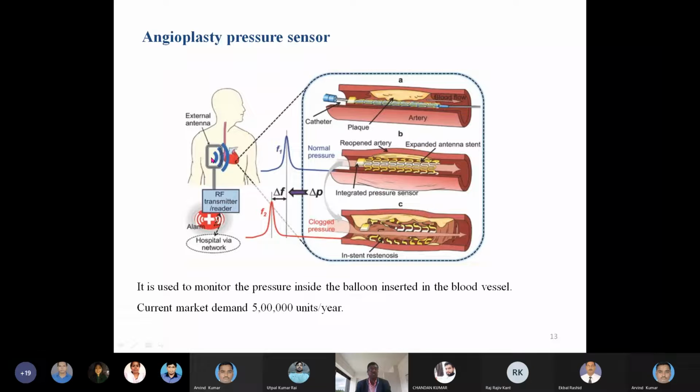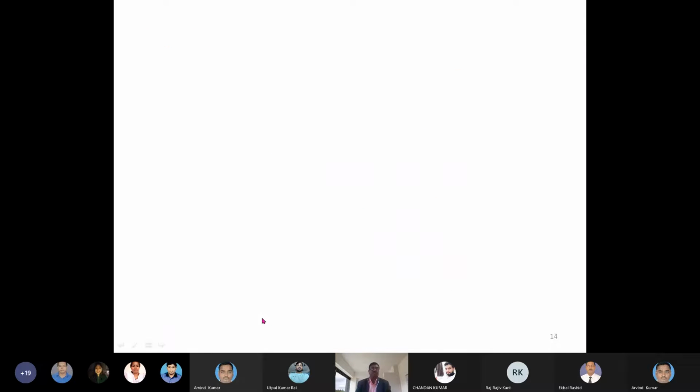So there will be an external antenna system, and this information will be communicated directly from the human side to the hospital via the network. This is very popular in foreign countries. The pressure sensor monitors the blood pressure inside the human artery of the heart system. This also has a very high market demand, at 5 lakh units per year.